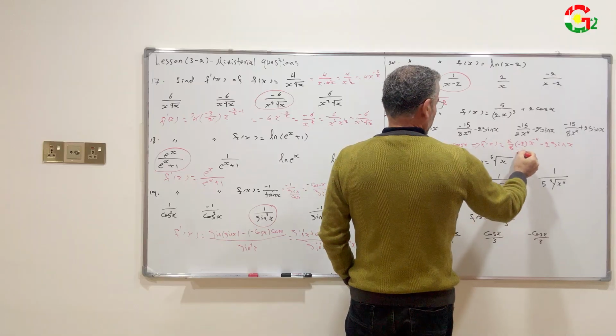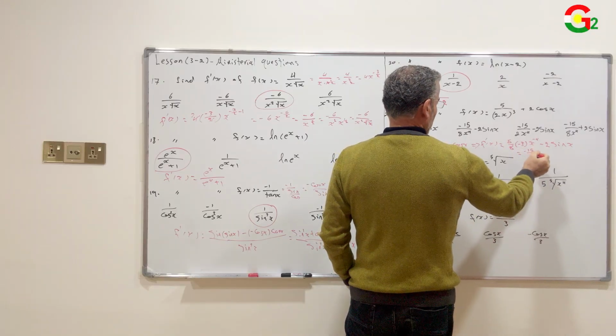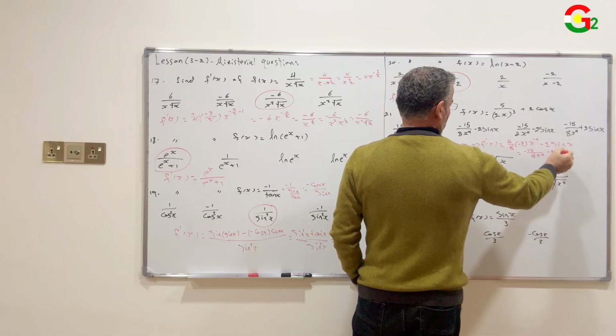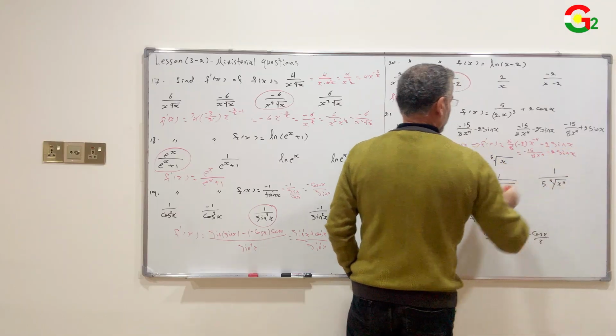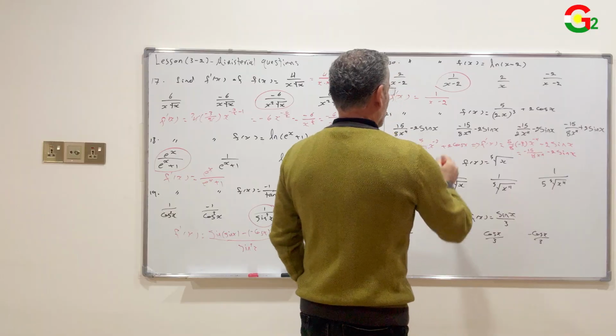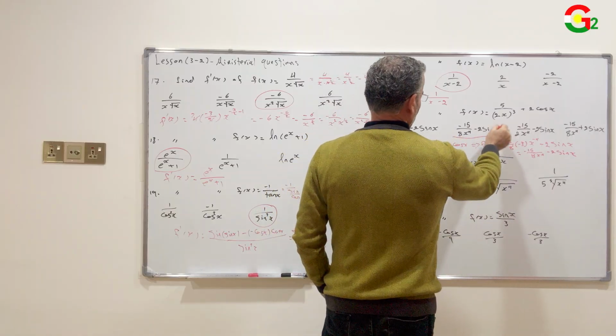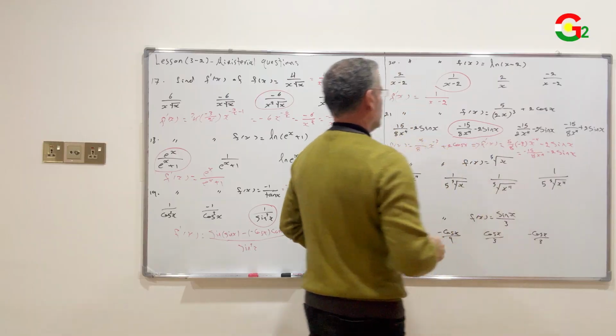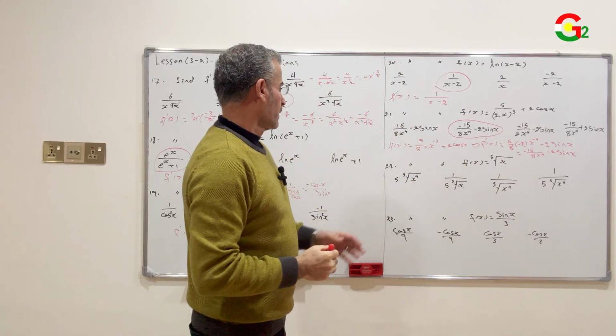Simplify this. Negative 15 over 8x power 4 minus 2 sine x. It is choice B, negative 15 over 8x power 4 minus 2 sine x.